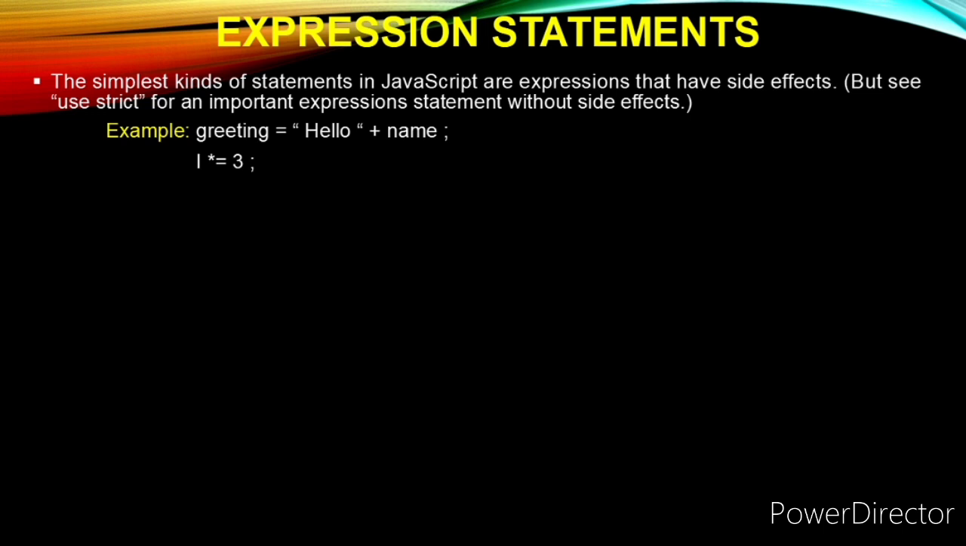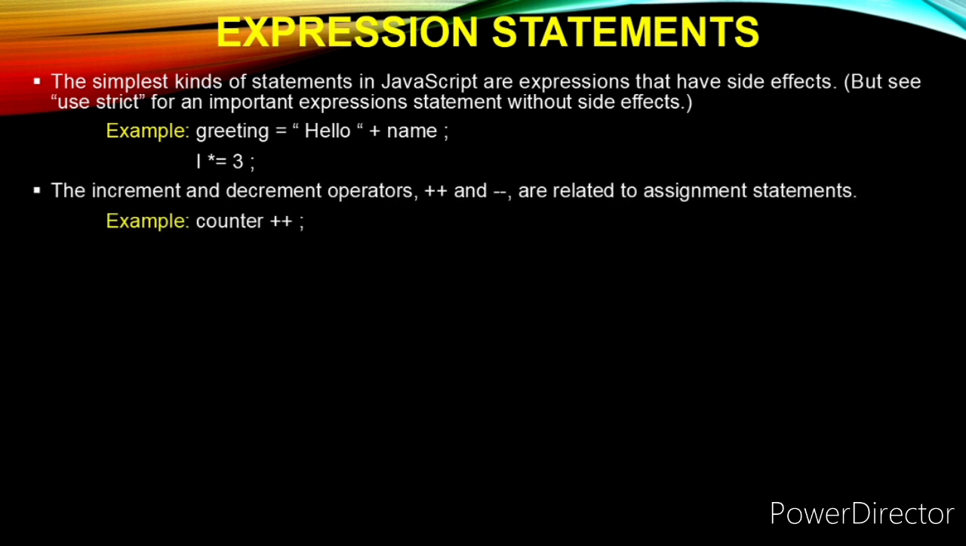Expression statements. The simplest kinds of statements in JavaScript are expressions that have side effects. Assignment statements are one major category of expression statements. The increment and decrement operators, plus plus and minus minus, are related to assignment statements. These have the side effect of changing a variable value, just as if an assignment had been performed.